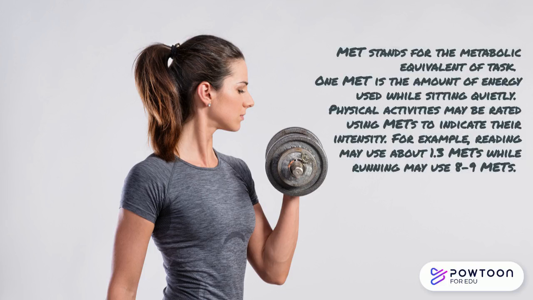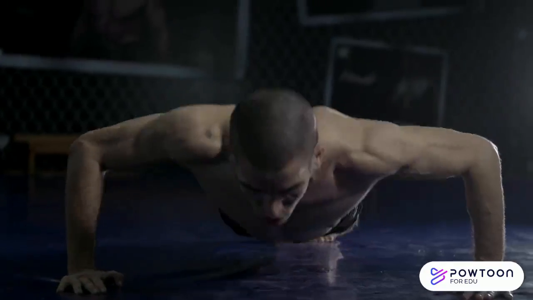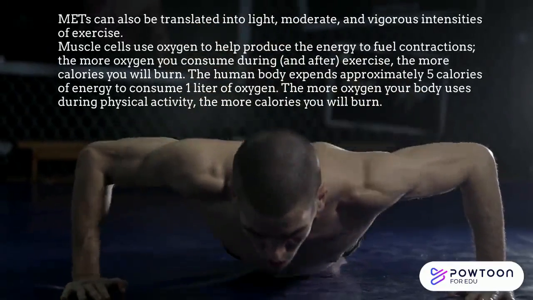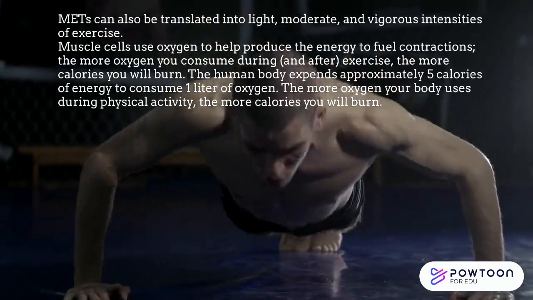MET stands for the metabolic equivalent of a task. One MET is the amount of energy used while sitting quietly. Physical activities may be rated using METs to indicate their intensity. For example, reading may use 1.3 METs, while running may use 8 to 9 METs. METs can be translated into light, moderate, and vigorous intensities of exercise.